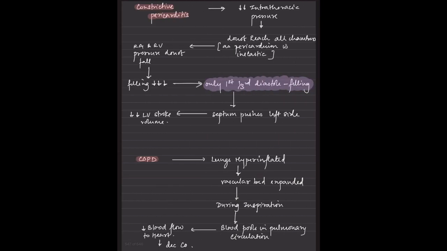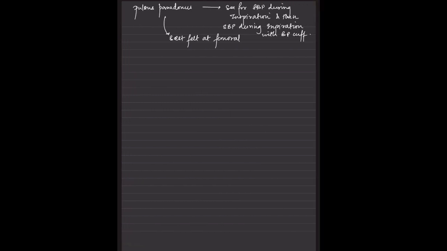In COPD, there is a similar phenomenon: the lungs are hyperinflated, the vascular bed expands during the inspiration, the blood is pulled into the pulmonary circulation, there is a decrease in the blood flow to the heart, and a decrease in the cardiac output. Pulsus paradoxus. So to look for pulsus paradoxus, we need to check with the BP cuff like that of pulsus alternans itself, and see the systolic blood pressure during the inspiration and then the systolic blood pressure during the expiration. And if the difference is more than 10 mmHg, then we will call it pulsus paradoxus, which is felt at the femoral artery.